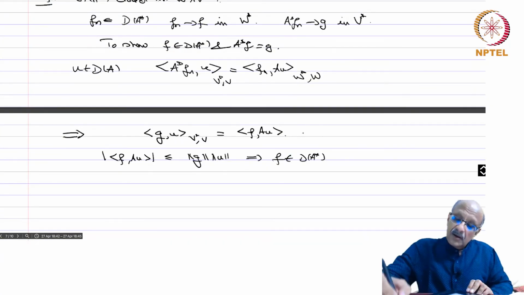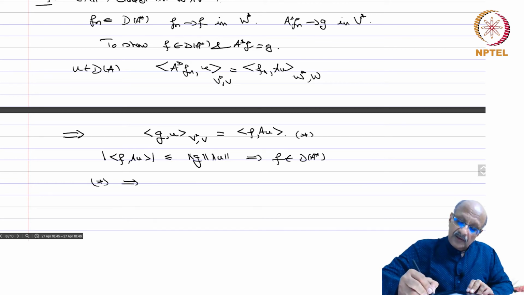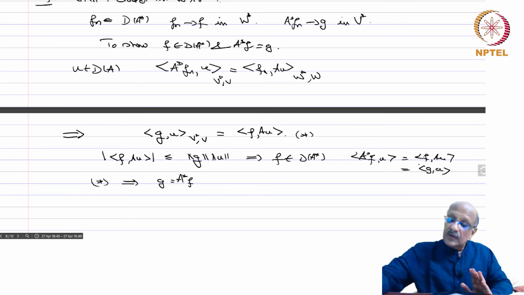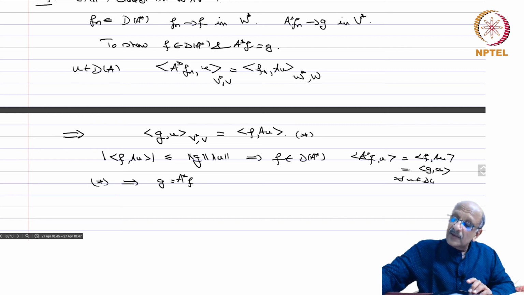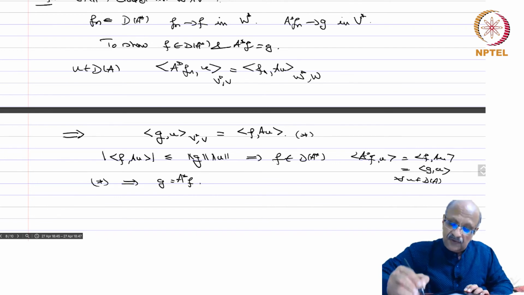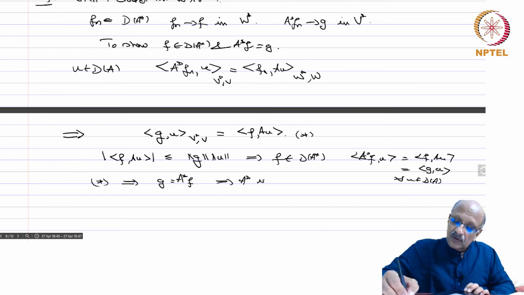And star implies g equals A* f, because A* f(u) equals f(Au), but that is equal to g(u). So, A* f(u) equals g(u), but A is densely defined. So, the domain of A is dense, and therefore, two elements that agree on a dense set have to agree everywhere. So, g equals A* f, and this implies that A* is closed.